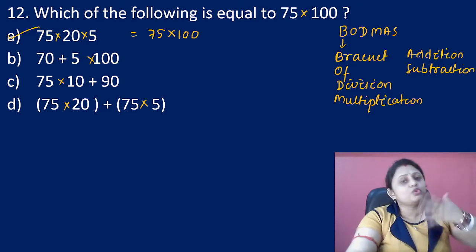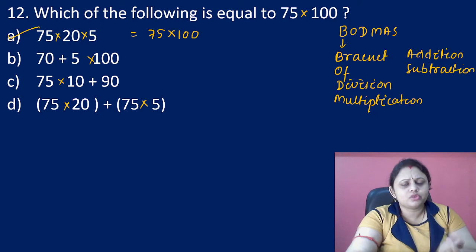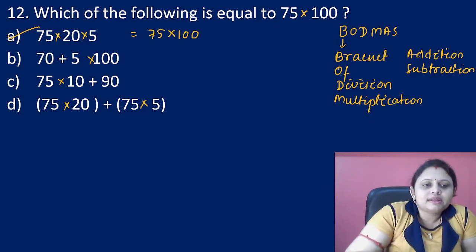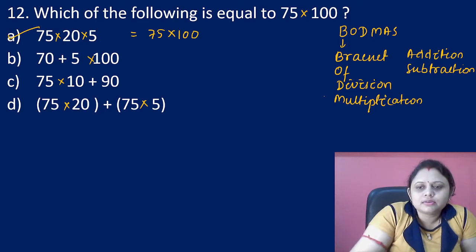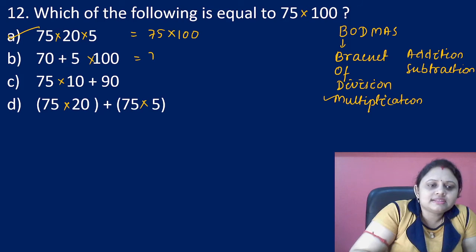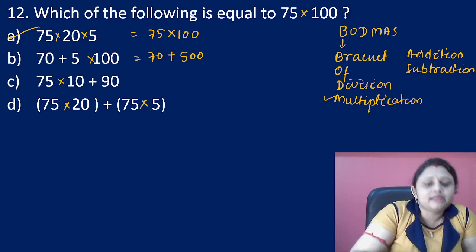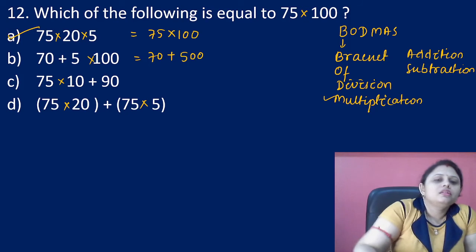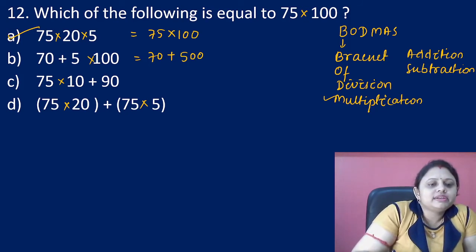If we find more than one type of sign, more than one of plus, minus, into, division, whatever, we have to follow these steps. First we attend to the bracket, then of, then division, multiplication, addition and subtraction. So here plus and into are there. Addition and multiplication: first multiplication. So 70 plus 5 into 100 is equal to 70 plus 500. It means 70 plus 500. Okay, next, 75 into 10 plus 90.